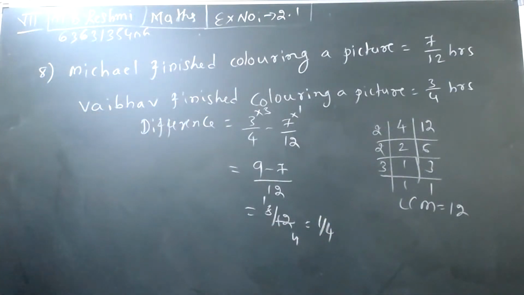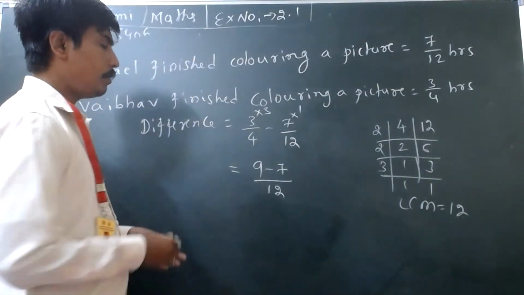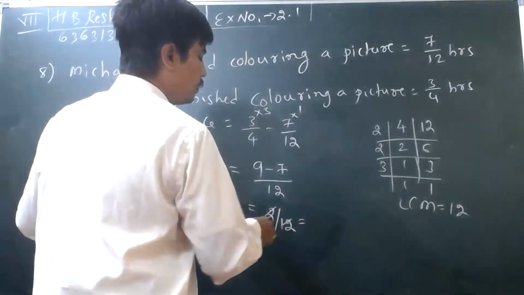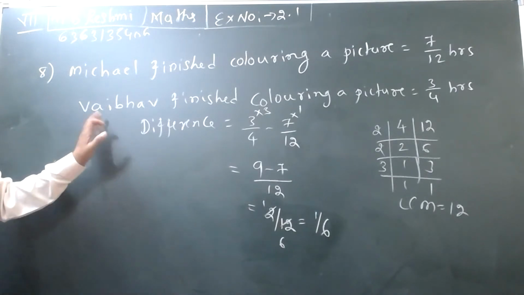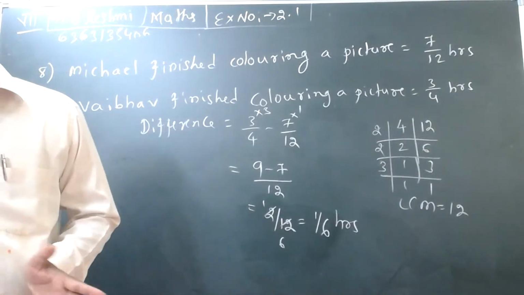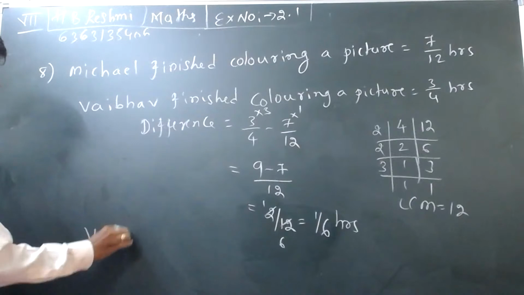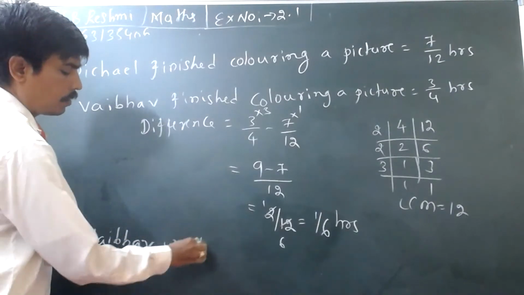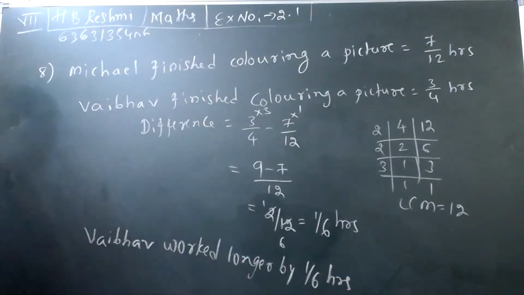Sorry. Nine minus 7 will be 2. 2 by 12, and 2 ones are 2, 2 sixes are 12. It will be 1 by 6. So we can say that Vaibhav worked longer by 1 by 6. Question is, who worked longer? Vaibhav worked longer. By what fraction? Vaibhav worked longer by 1 by 6 hours.